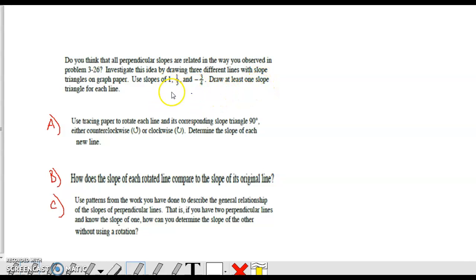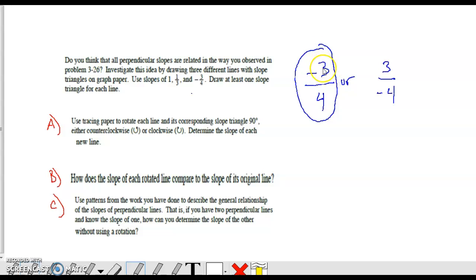Make sure that you know which one is the 1, 1/3, and the negative 3/4. Remember, for the negative, keep the negative in one or the other. Oops, I don't know why I just flipped my fraction. Keep the negative in either the numerator or the denominator. Personally, I always think that this is a little bit easier. Then you're going to rotate it 90 degrees. Again, it could be counterclockwise or clockwise. Draw your new line, determine the slope of your new line.